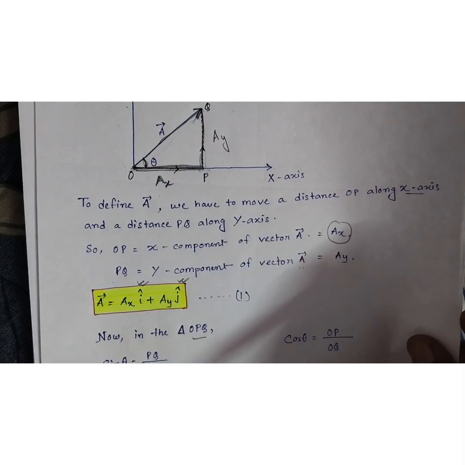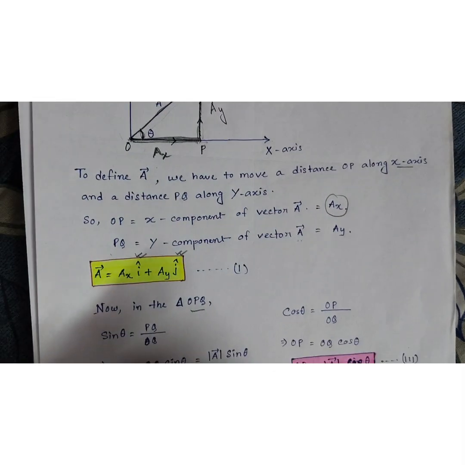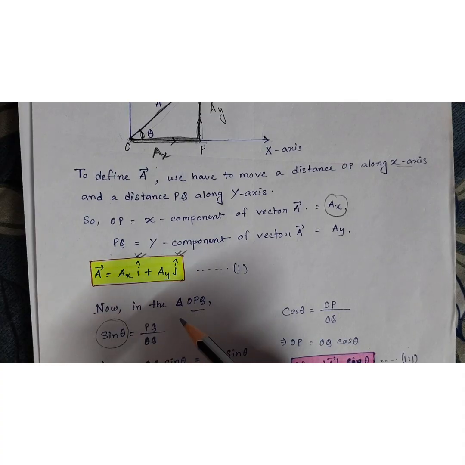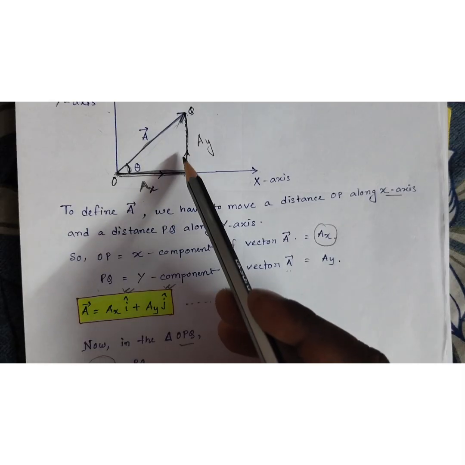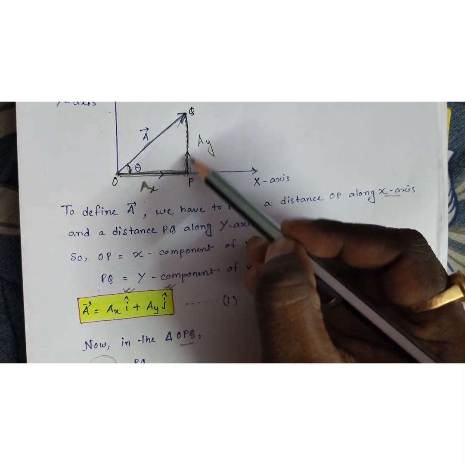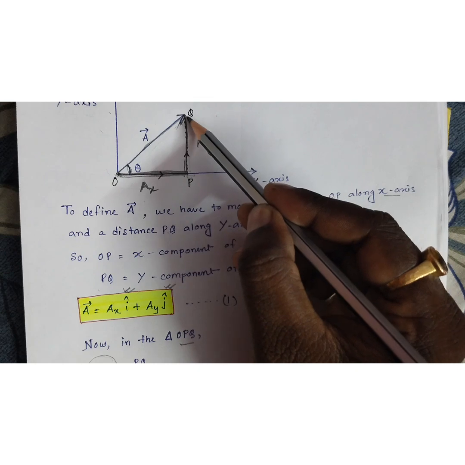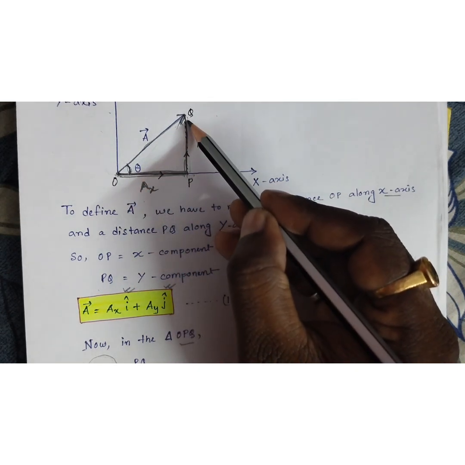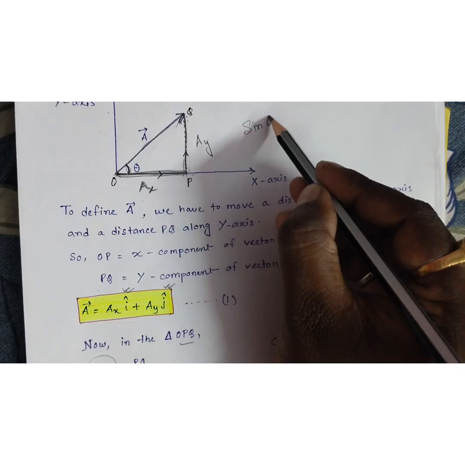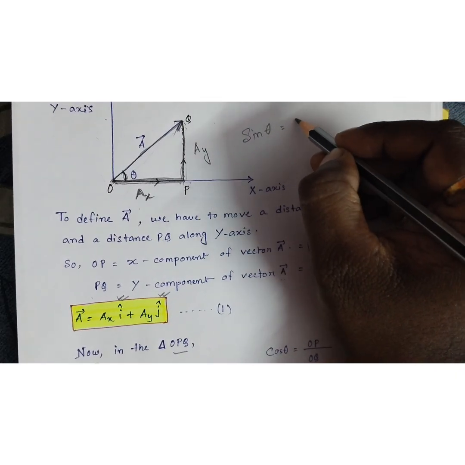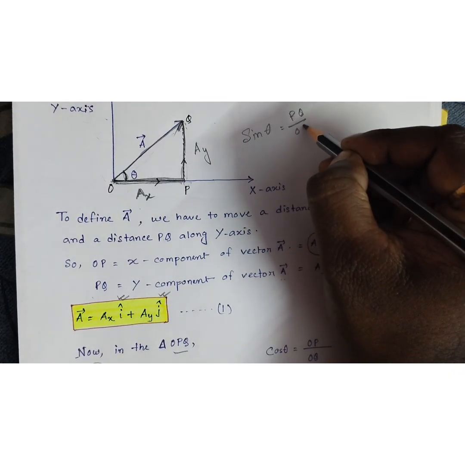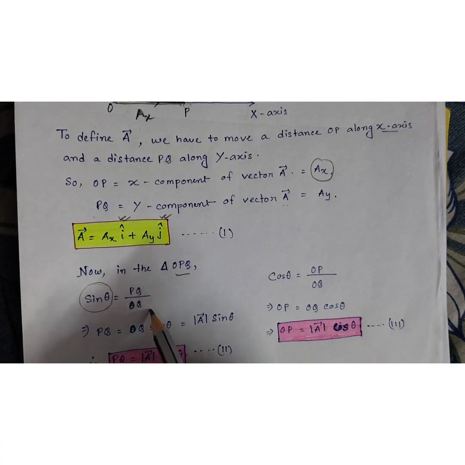Now, if I am going to discuss sine theta from this triangle, we know that sine of any angle means perpendicular by hypotenuse. In this right angle triangle, what is the perpendicular? Perpendicular is PQ. And what is the hypotenuse? That is OQ. So sine theta can be written as PQ by OQ. The same thing is written here, that is PQ by OQ.